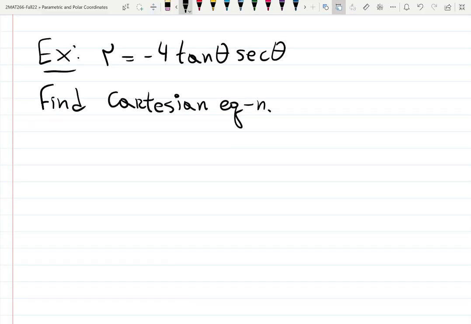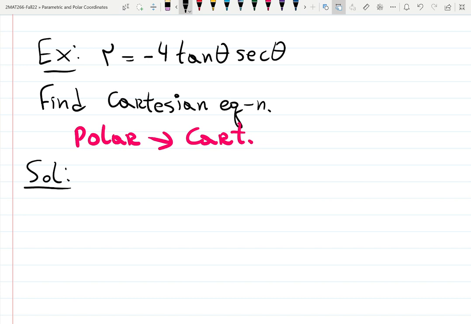For this example, when r is given as -4 tangent theta secant theta, they want you to jump from polar to Cartesian. Polar to Cartesian. And I gave you formulas how to do that. Solution: none of these formulas work, because what the heck, we have tangent and secant. The formulas work with sine and cosine, r squared equals x squared plus y squared, that kind of stuff.